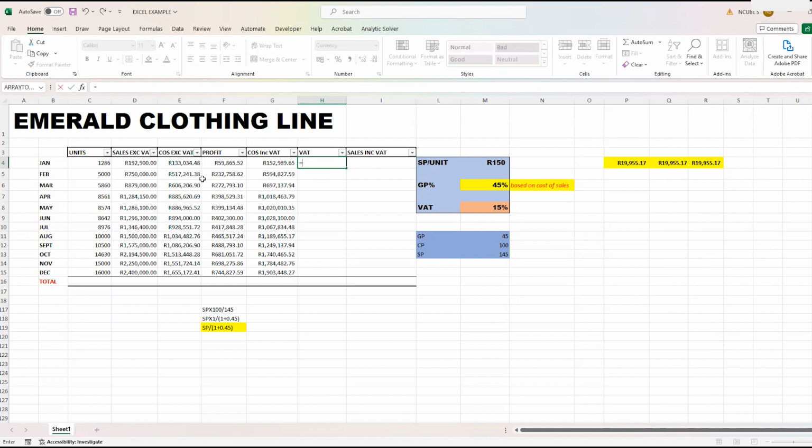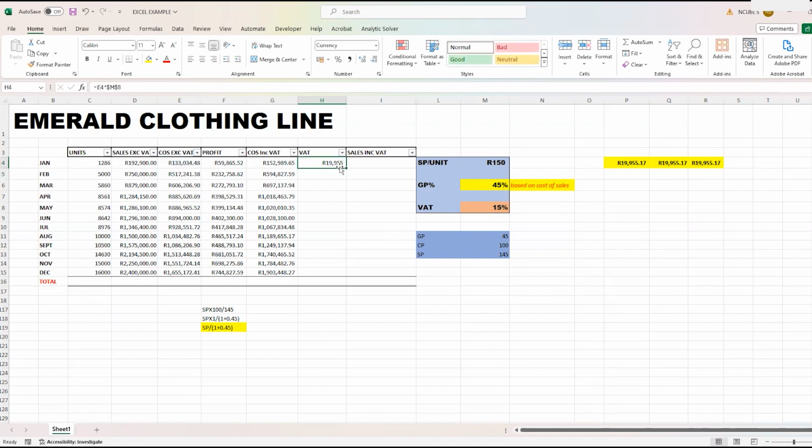So equals cost of sales excluding VAT multiplied by 15%. Remember to lock it because I'm going to copy this down. So I apply a dollar sign. Sorry. What did I do to it now? Okay, let me just fix this. So I'm getting this, and then I'm going to lock this with a dollar sign in front of the letter and in front of the number. All right, awesome. Okay, so I'm simply taking the amount excluding VAT and I'm multiplying by the VAT percentage and enter.